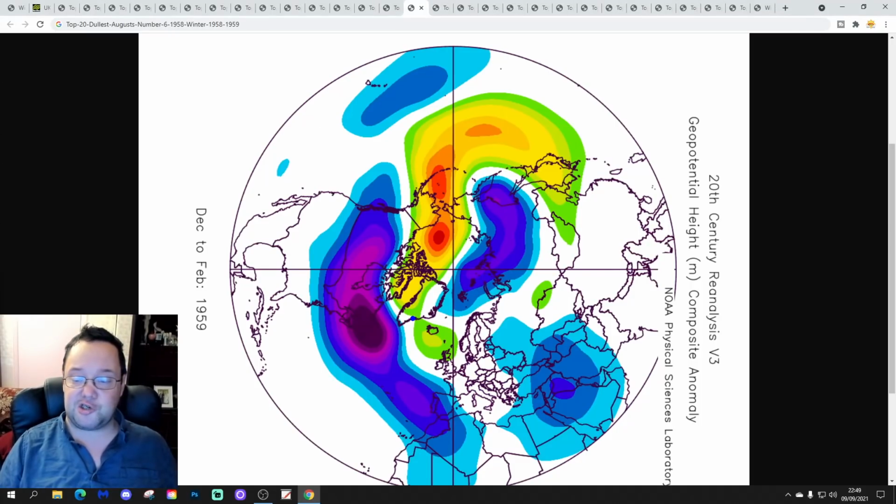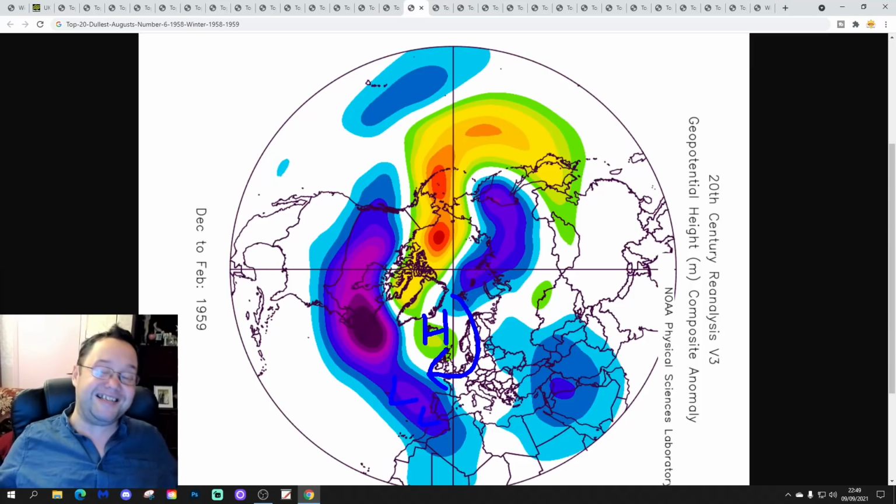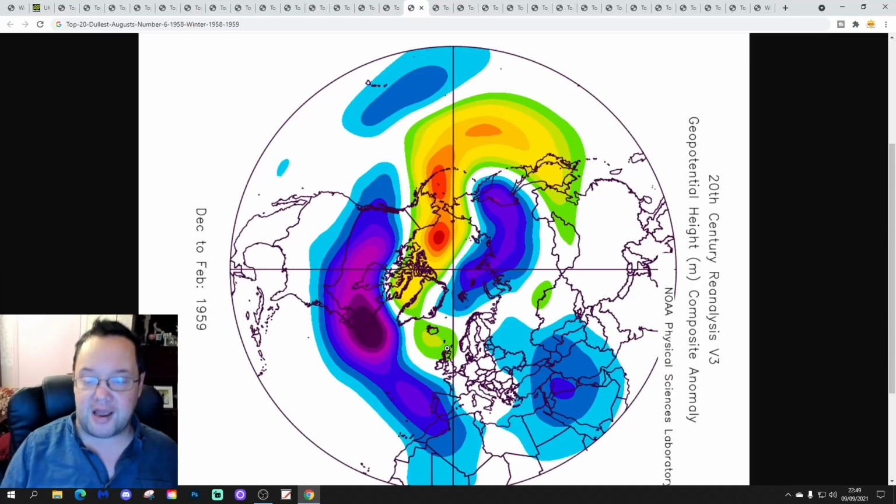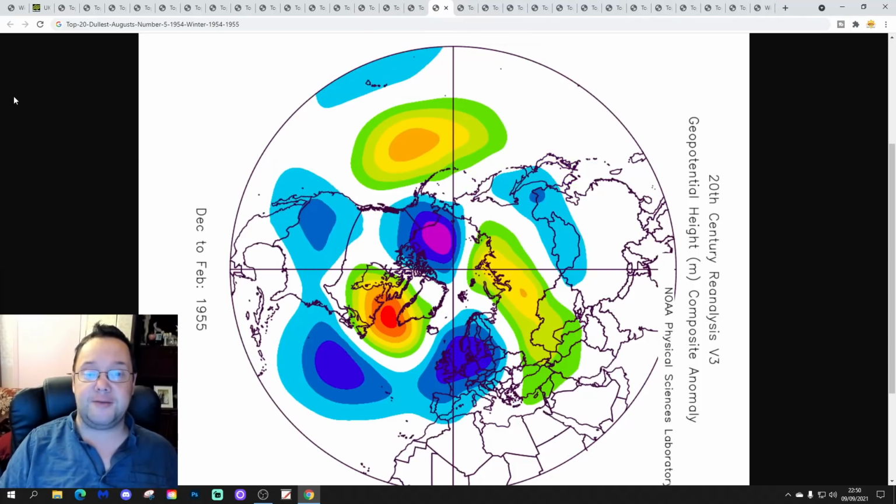1958-1959 is showing up again with some higher pressure towards our northwest, lower pressure to our southwest, and winds coming in from a little bit more of an easterly type direction with that one. So it does have a cold January.